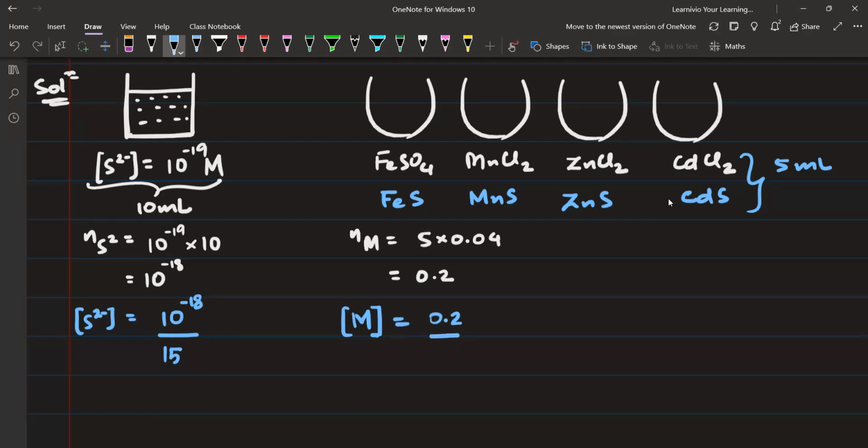0.2 number of moles, and what is the volume? 15. Does this make sense? Yes or no? Please tell me, guys. For all the metals, the concentration will be 0.2 upon 15. Yes or no? Yes, sir. Sure? Yes, sir. Okay, fine.